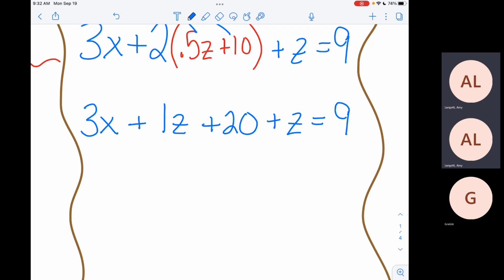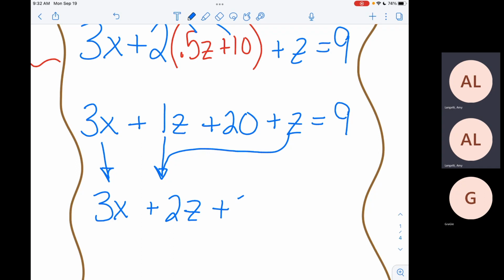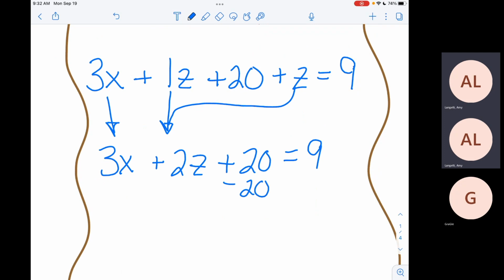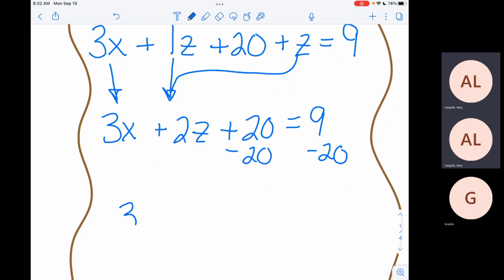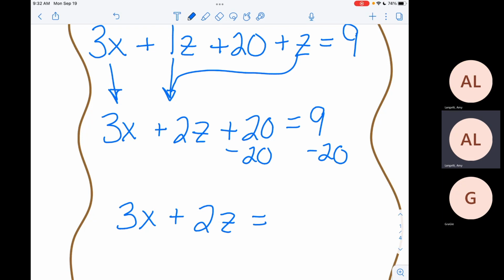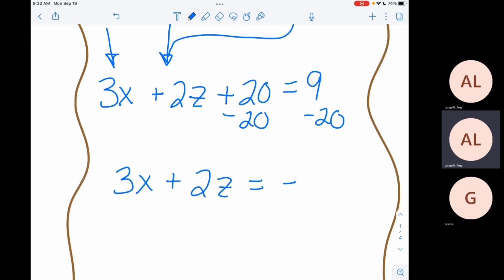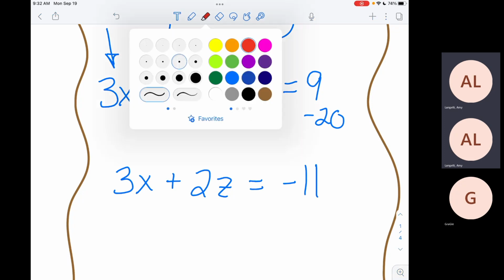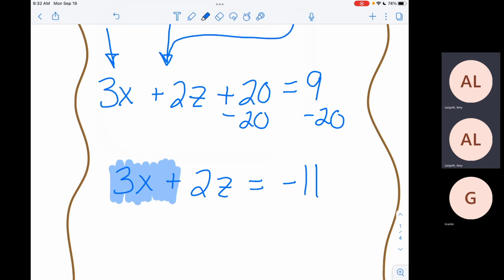So bring down the what? Yeah. So keep 3x. Okay. What about this z? Good. And then I still have my 20 and my equals 9. And now what? Good. And remember, we're trying to get this one in standard form. What's that going to be? 11. I'm going to highlight that in blue. Once you get this into standard form, leave it alone.